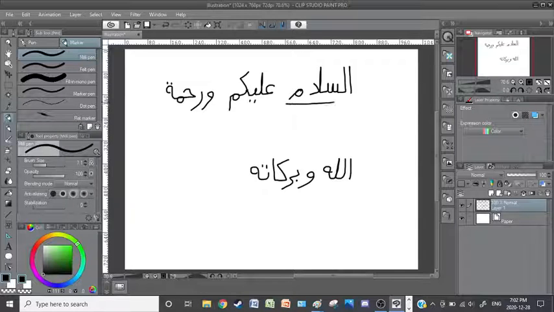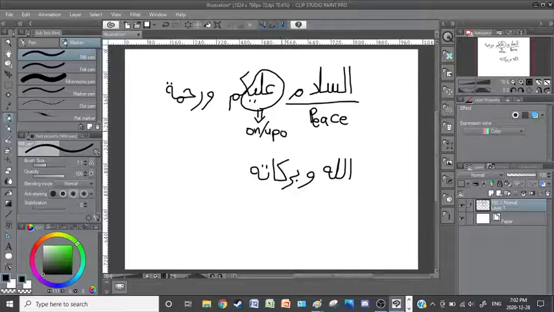So this word means peace in Arabic. The word alaykum is divided into two words. This is ala, which we will cover in the preposition lecture, means on or upon depending on the context. Here it would be upon, contextually speaking.